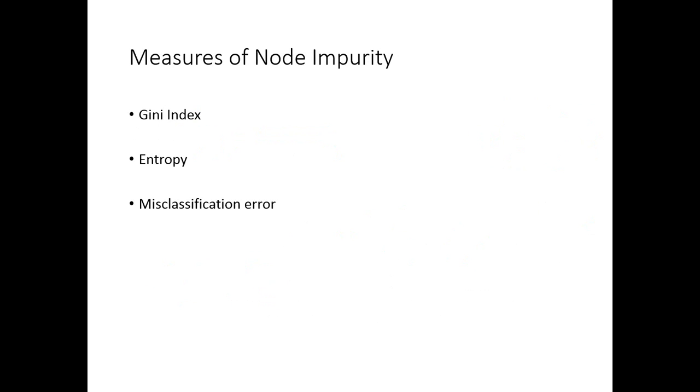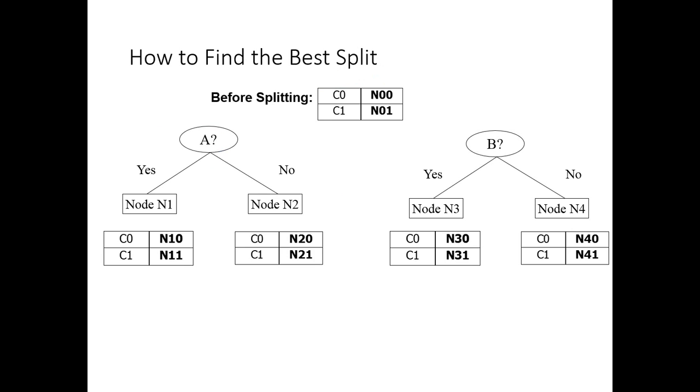That's a better classification. So how do we measure the node impurity? There are different metrics that are used. One is the Gini index, the other one is entropy. The third one, and a very popular one, is the misclassification error. So how do we find the best split? Alright, so here is the one.